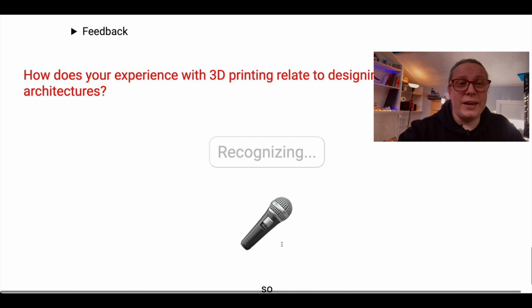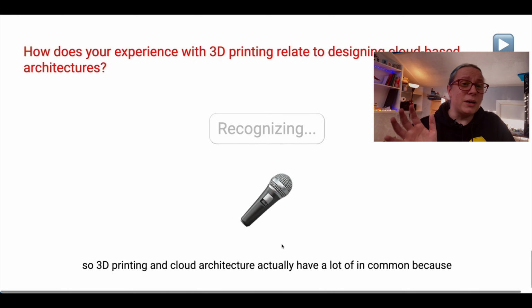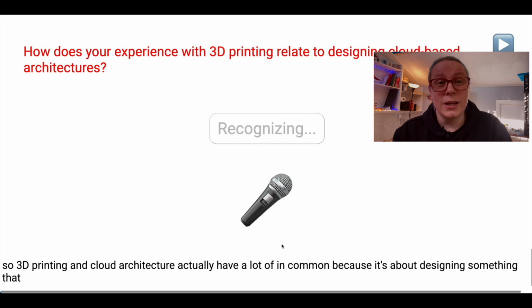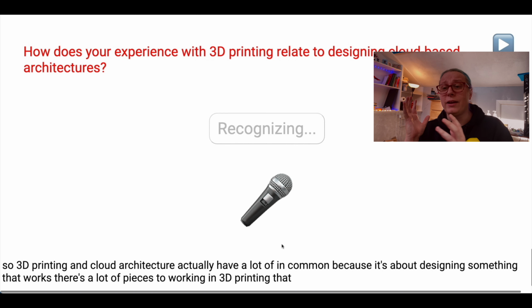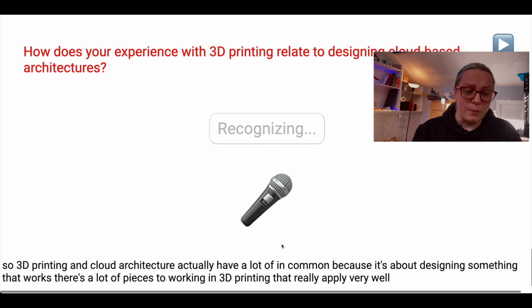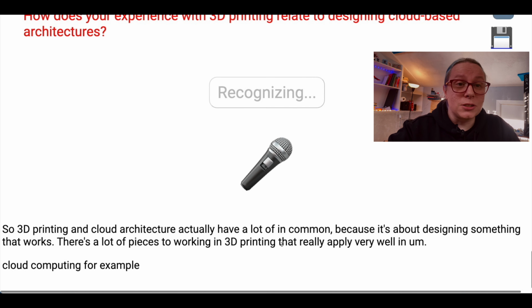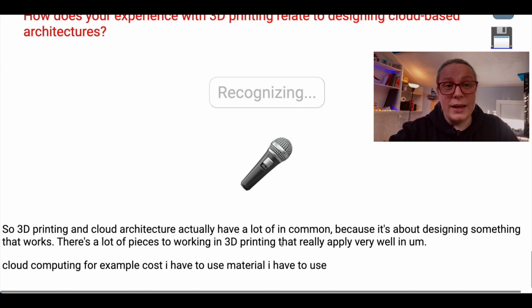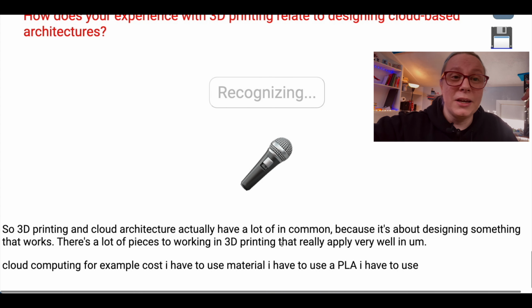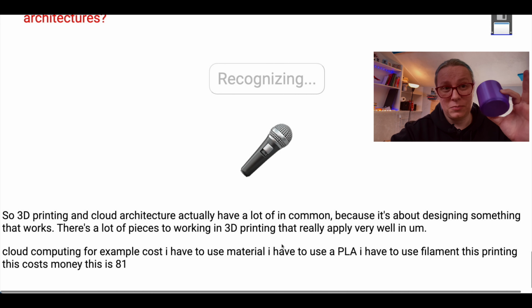So 3D printing and cloud architecture actually have a lot in common because it's about designing something that works. There's a lot of pieces to working in 3D printing that really apply very well in cloud computing. For example, cost. I have to use material, I have to use PLA filament. Printing this costs money. This is 81 grams, right?